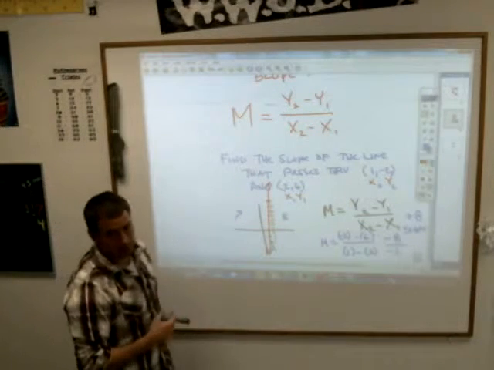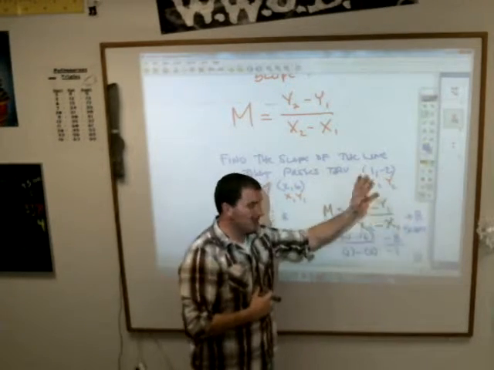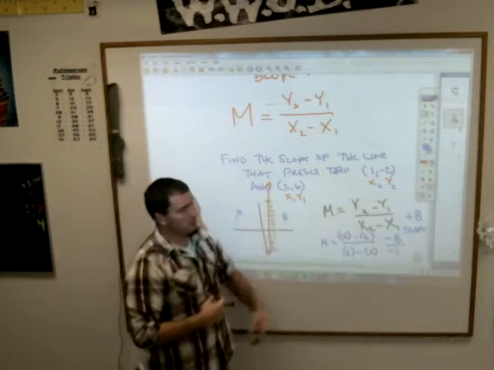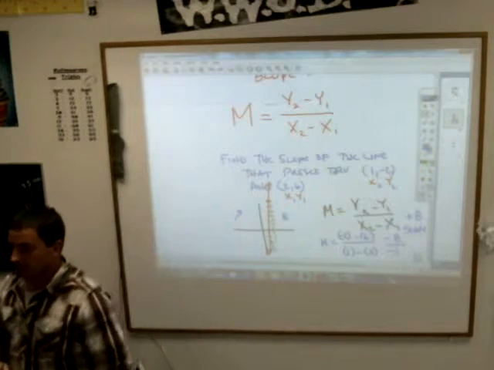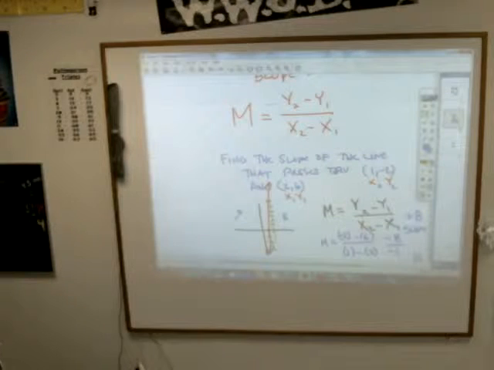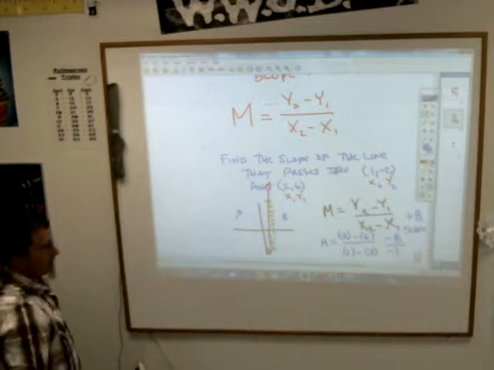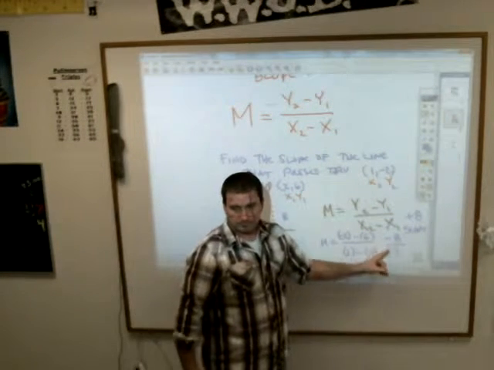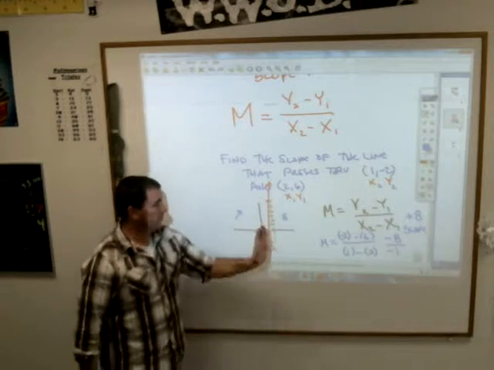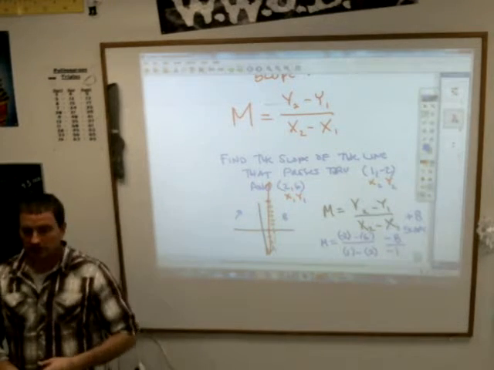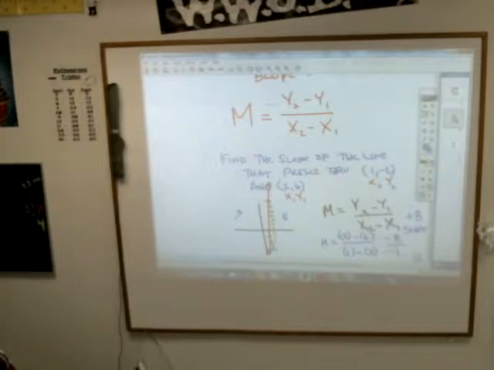Most people make mistakes when they do the negatives and the positives, so make sure you do those parentheses there. Is it positive because it's a negative over a negative? Yes. You're not even going to draw the line or look at the line. You're just going to take the 2 points and plug them into the formula.